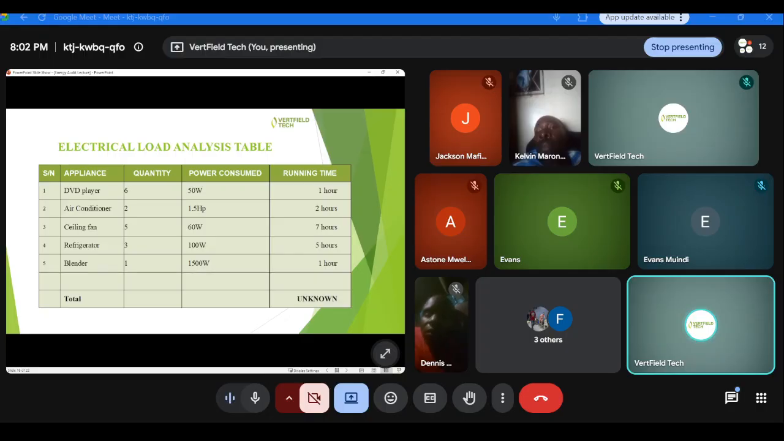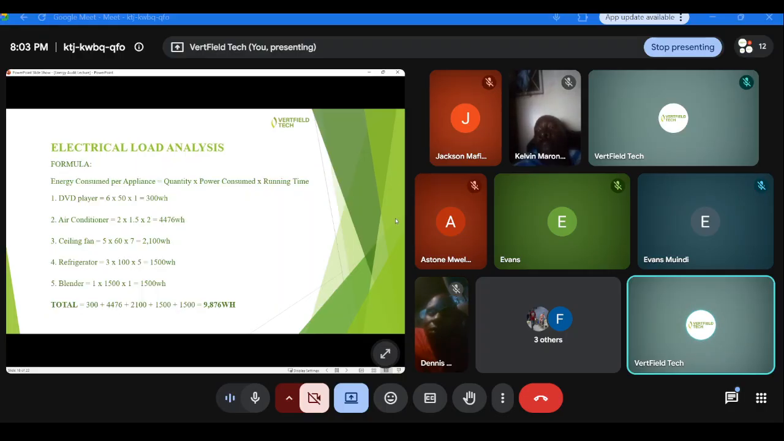You apply it in such a way that you get the energy consumed by each of these five appliances and then you sum it up. That is to say, you add everything up to give you the total energy consumption. That is how you apply it. All right. Let us now look at the application, which is the final stage.